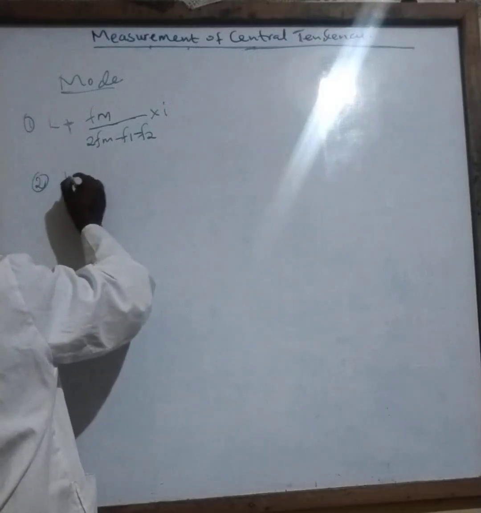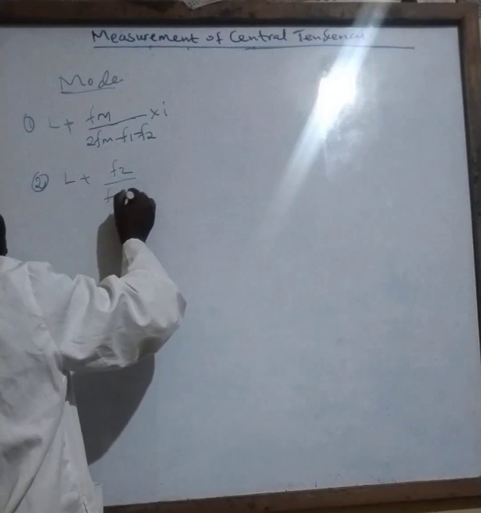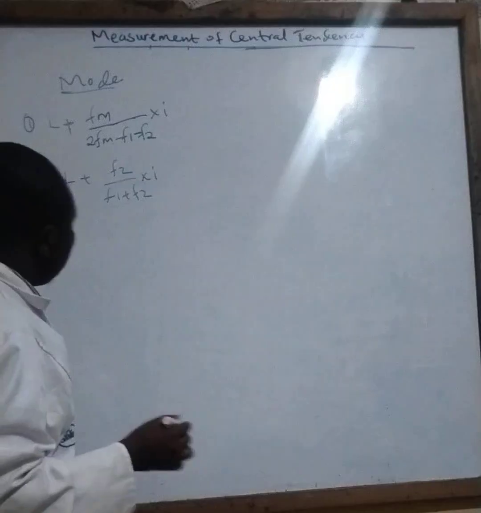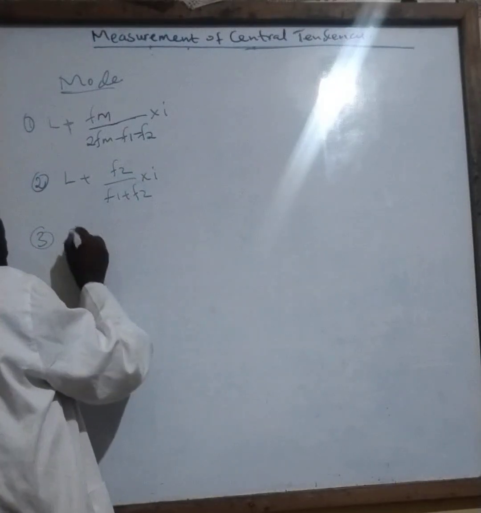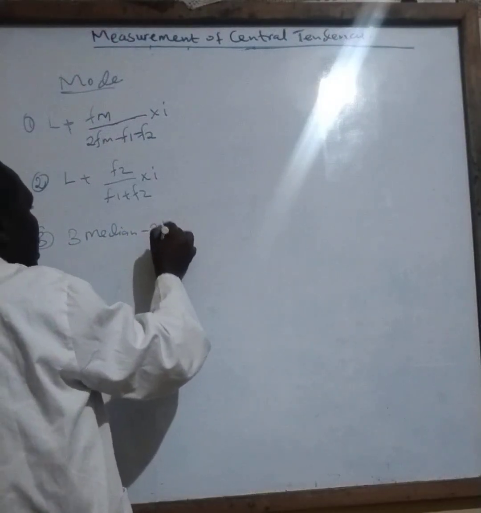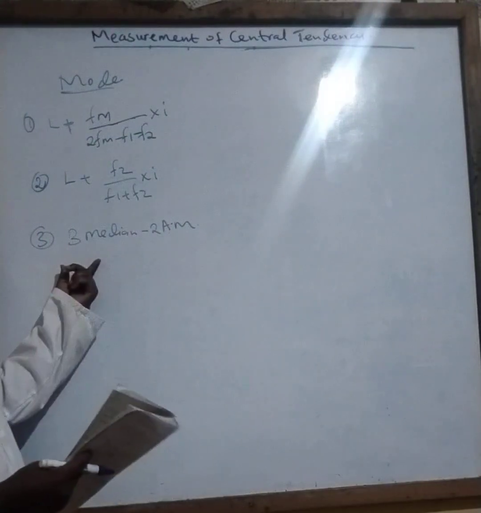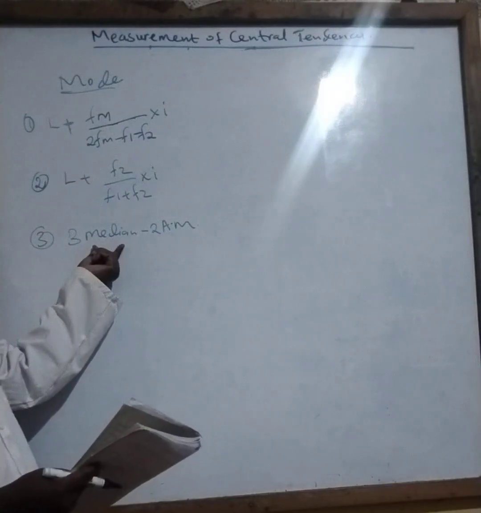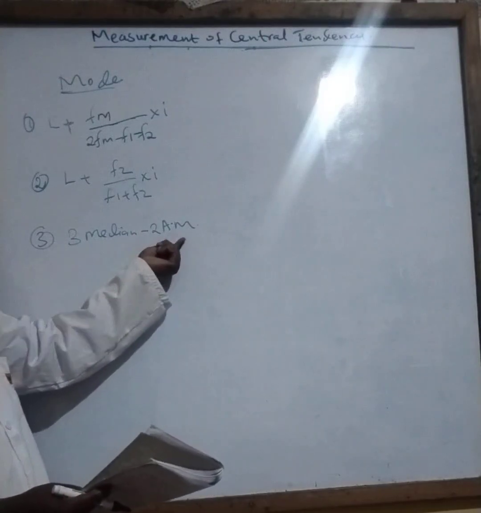The second formula is L plus F2 over F1 plus F2 times I. The third one is 3 median minus 2 arithmetic mean. 3 median minus 2 arithmetic mean, which means 3 times the median that you might have calculated, or you are supposed to calculate, minus 2 times the arithmetic mean.